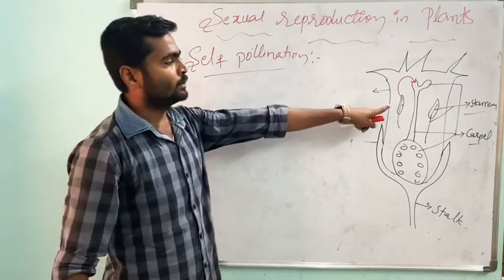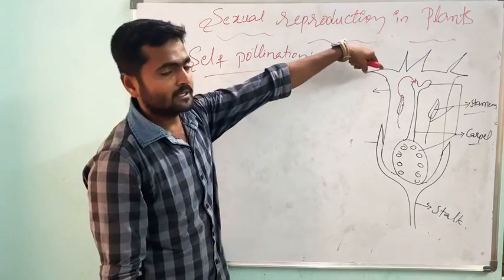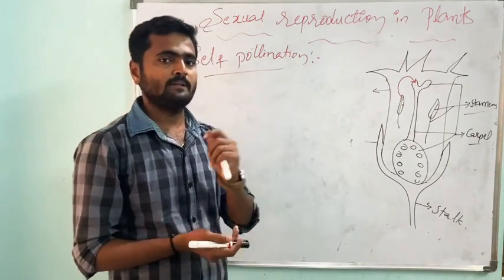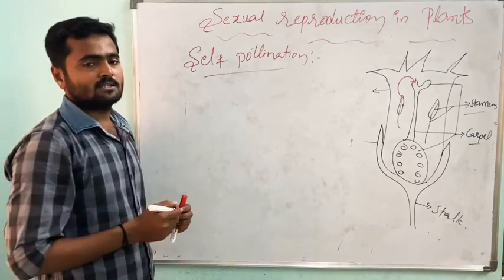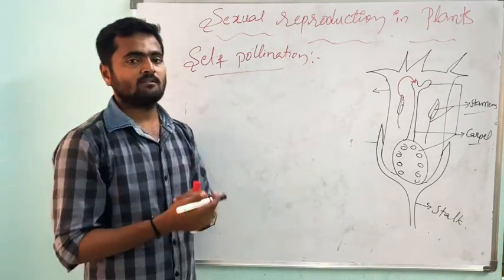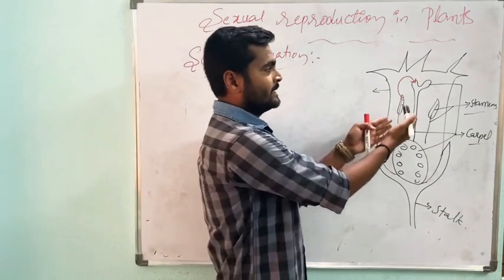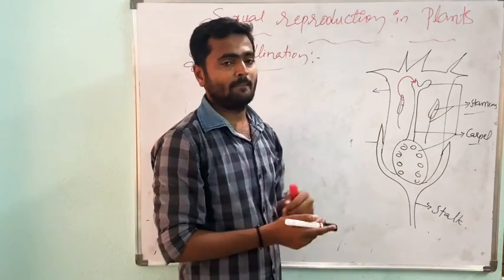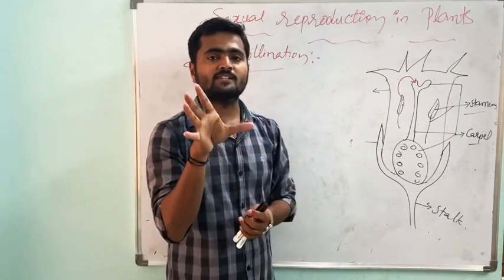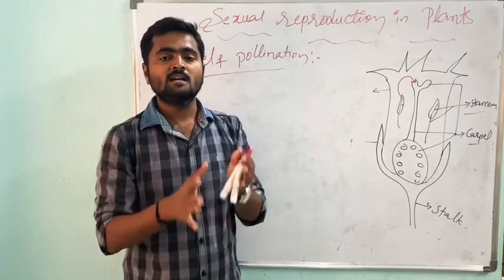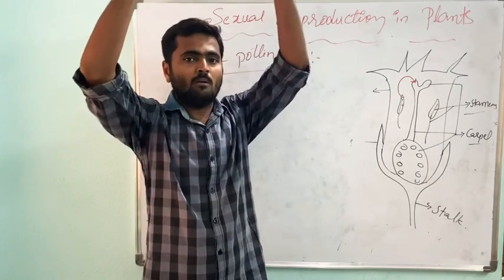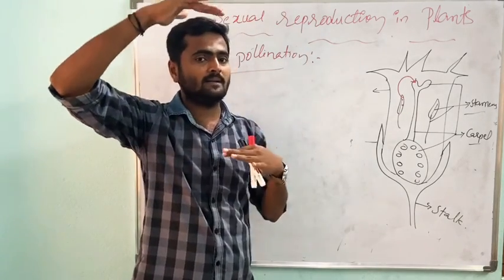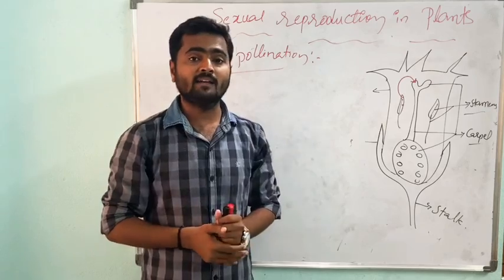So simply, pollen grains reach the stigma of the same flower, that is called self-pollination. Example: pea plants. Now what is cross-pollination? Why do plants prefer cross-pollination? For example, see here, the stigma is a little bit higher than the stamens. In different kinds of plants, stamens are higher than the stigma, or in some kinds of plants the stigma is higher than the stamens.